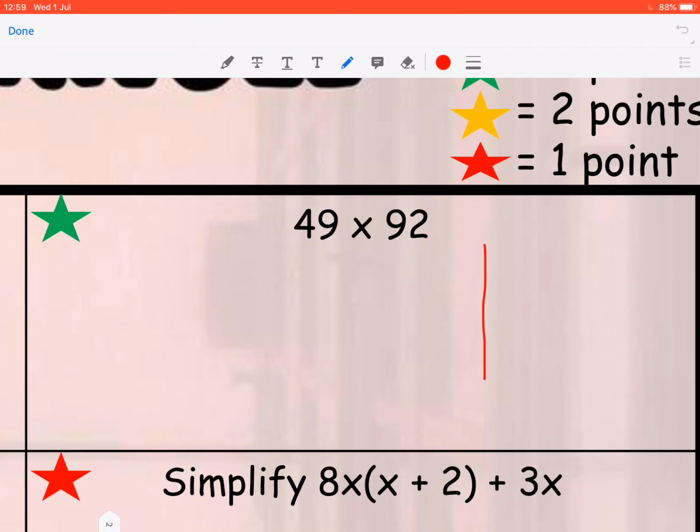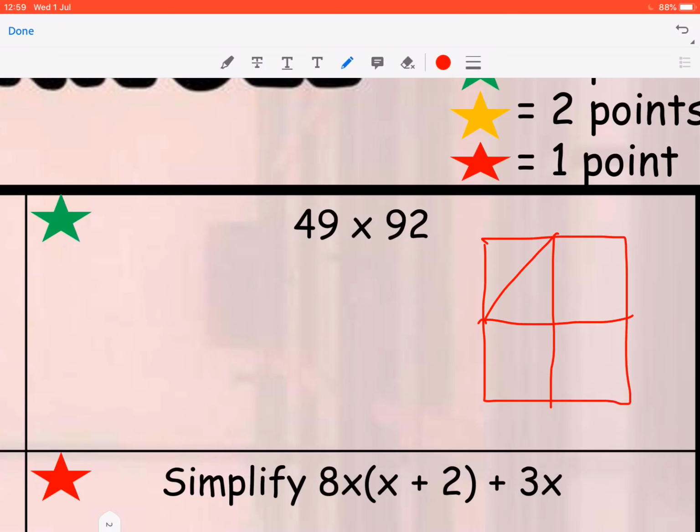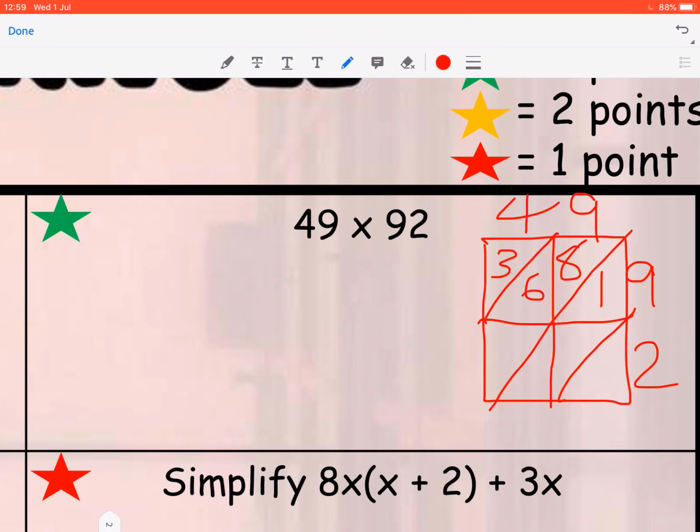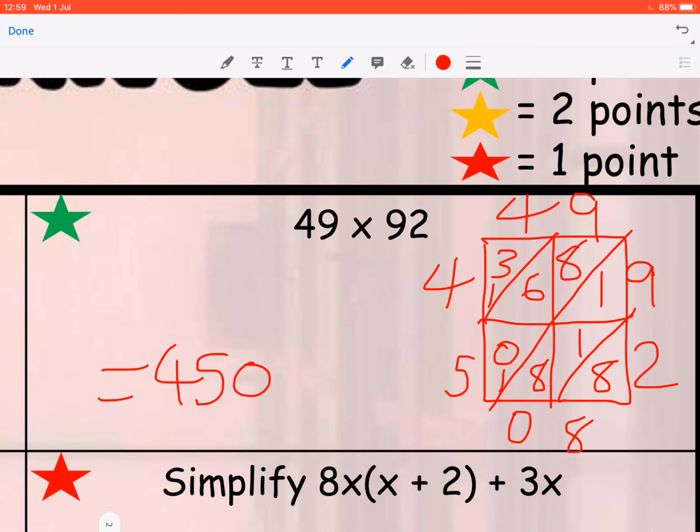49 times 92, again a bit of multiplying. Find a way that works for you, okay? You can use grid methods, you can use column, it doesn't really matter. This is the one I like and I'll stick by it, because it's so easy. So I've got 49 times 92. 4 times 9 is 36, 9 times 9 is 81, 4 times 2 is 8, and 9 times 2 is 18. First slide I've got 8, next slide I've got 8, 1 and 1, which is 10, and then I've got 6, and 8, a 0 and a 1, which is 15, and a 3 and a 1, which is 4. 4508.